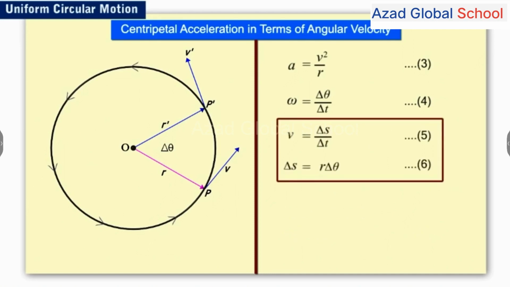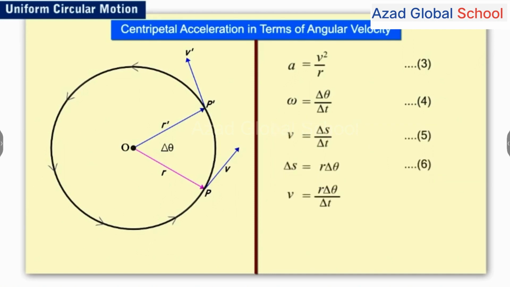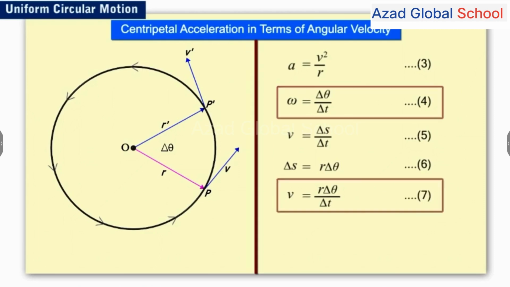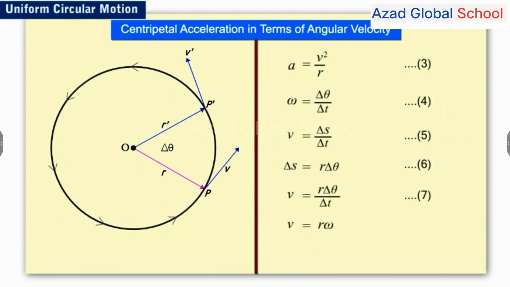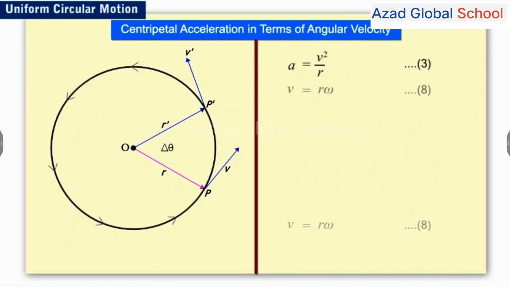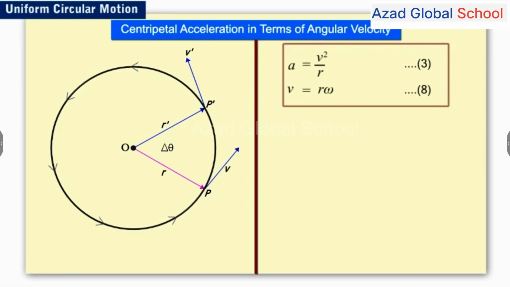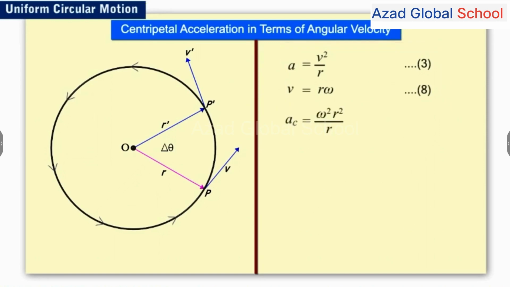Substituting 6 in 5, we get V is equal to r delta theta by delta t. Let this be equation 7. Substituting 4 in 7, we get V is equal to r omega. Let this be equation 8. Now, substituting equation 8 in equation 3, we get centripetal acceleration a c is equal to omega square into r.